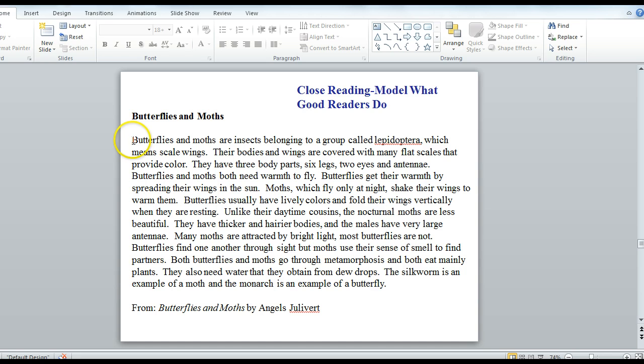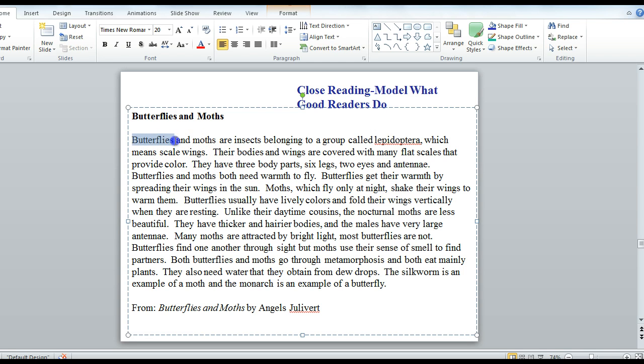So I'm going to model a little bit of this as best I can on PowerPoint. It's not going to be very good, but I'm going to read the first sentence. Butterflies and moths are insects belonging to a group called Lepidoptera, which means scale wings. There's a lot in that sentence that can be confusing. So we know we're talking about butterflies and moths.